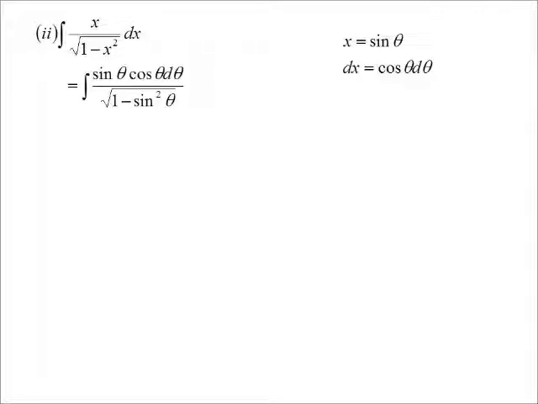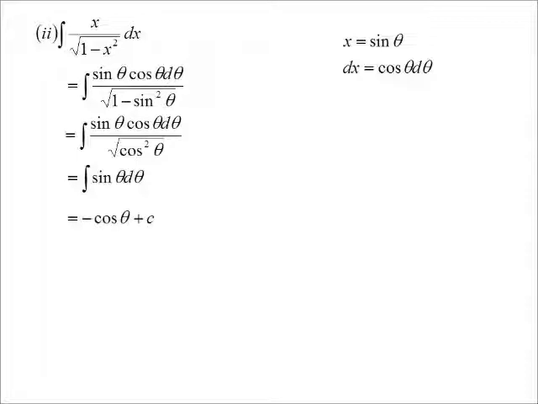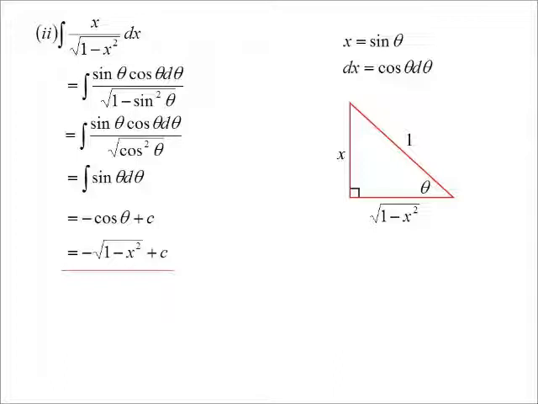So dx becomes cos theta d theta. Subbing in, I've got sine theta, cos theta, square root of 1 minus sine squared. 1 minus sine squared is cos squared. Square root of cos squared is cos. Cos will cancel with the cos, leaving us with, there we go, sine theta. So just integrating sine theta, integral of sine is minus cos. Again, let's draw up a triangle so I can see exactly what that is. And the other side. Cos is adjacent over hypotenuse, so I just get minus the square root of 1 minus x squared.